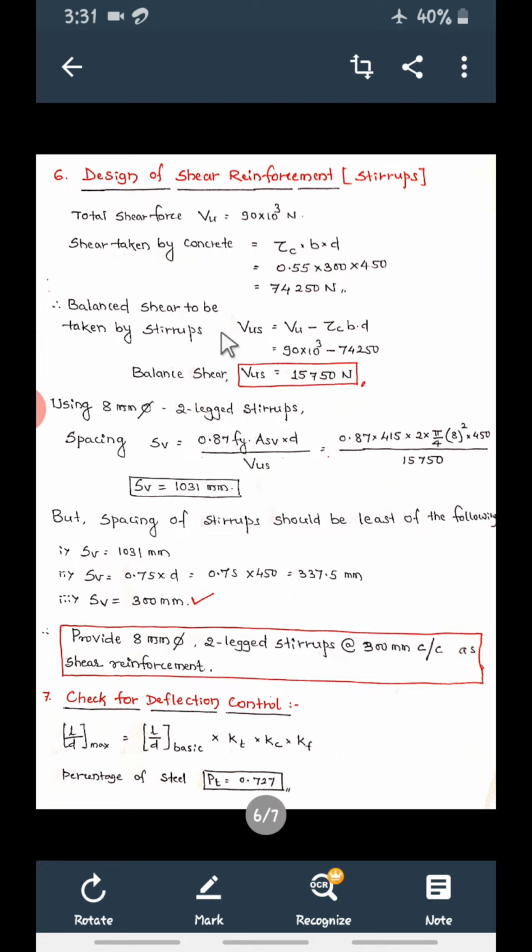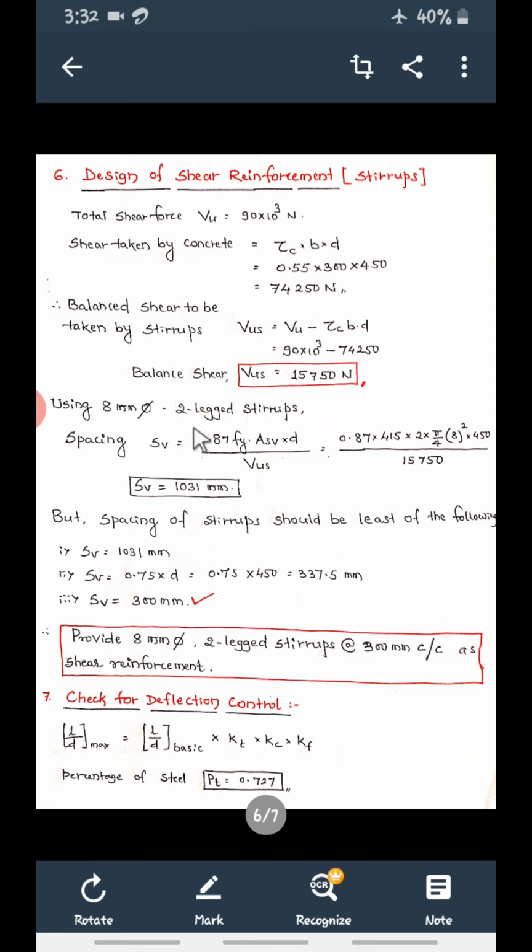Then the remaining is balance shear. Balance shear is to be taken by stirrups. So total shear force coming on the beam minus shear taken by the concrete, that is balance shear, equal to Vu minus tau c into Bd. This is tau c into Bd. So 90 into 10 raised to 3 minus 74,250. So the balance shear force Vus is equal to 15,750 Newton. So who is going to take this shear force? This will be taken by the shear reinforcement, which is in the form of stirrups.